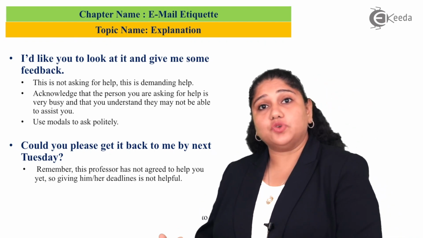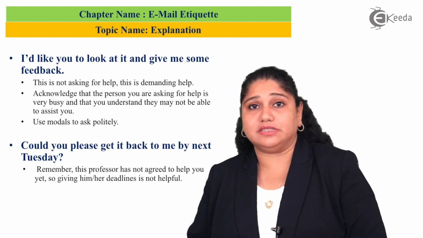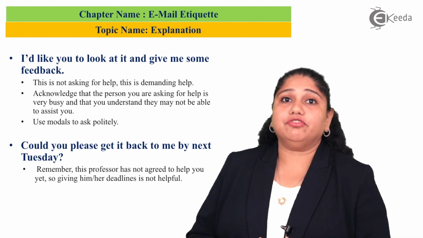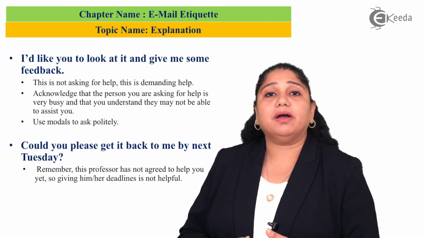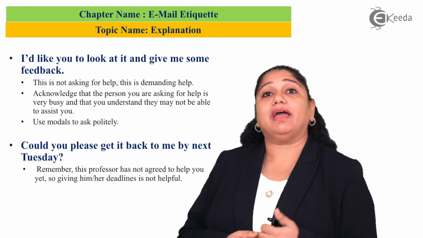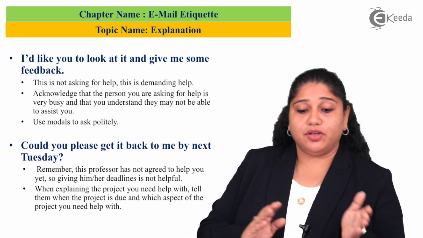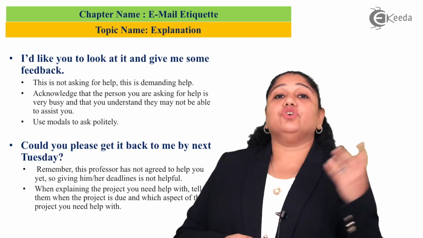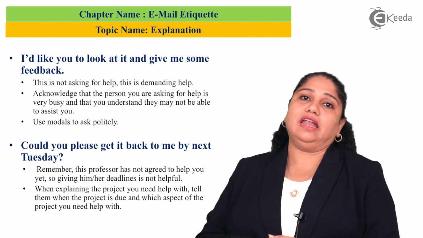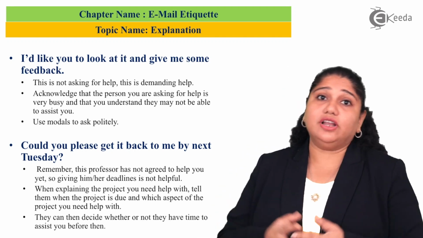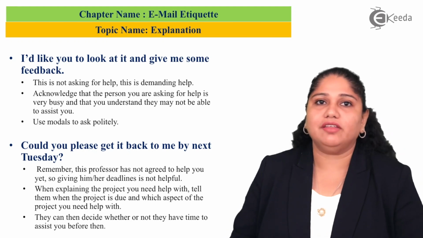On top of it, he has not replied that he can really help you out, or whether it's possible for him. He's a busy person. Of course, for you Tuesday is important, but what about him? He has different priorities. So you're not only demanding help, you're also giving him a specific timeline to get back to you at that particular point of time only. When explaining the project, you need to tell them when the project is due and what aspect of the project you need help with. It is important to specify when you need the help, but you cannot demand help by giving a deadline. First of all, he can decide whether he wants to help you or not, and secondly, he can decide whether he can help you by that time, because his help will be in vain if he helps you after Tuesday.